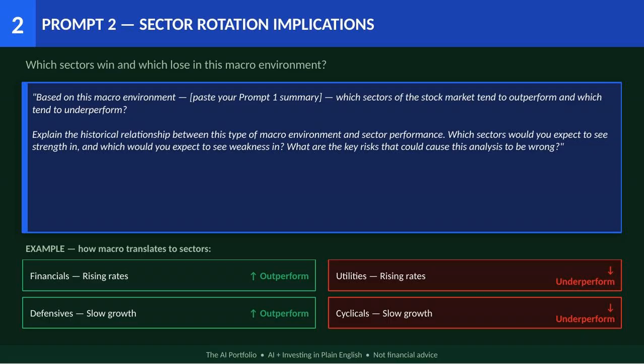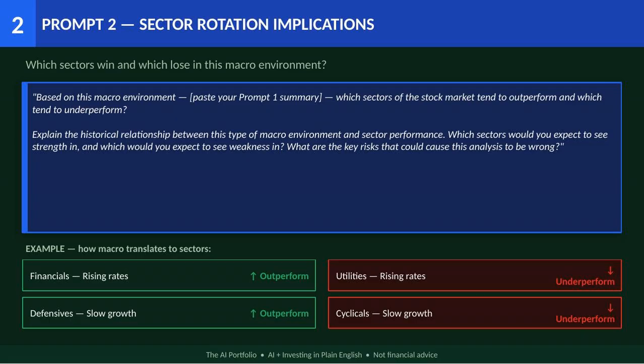In plain English, prompt 2 takes that macro read and translates it into portfolio implications. Based on this macro environment, paste your prompt 1 summary. Which sectors of the stock market tend to outperform and which tend to underperform? Explain the historical relationship between this type of macro environment and sector performance. Which sectors would you expect to see strength in, and which would you expect to see weakness in? What are the key risks that could cause this analysis to be wrong?